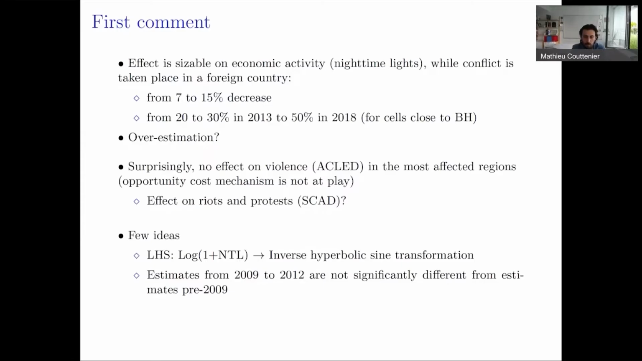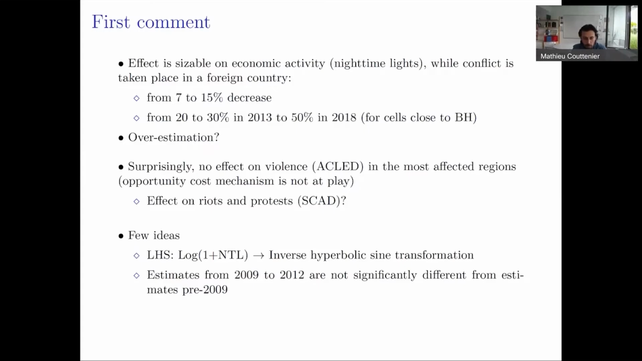Especially when you look at your effect on violence, for sure you motivate the fact that you don't find evidence on violence because the cost is mainly driven by urban areas. But still, I'm wondering whether, if there is no opportunity cost mechanism at play, it could be a signal that there is probably an overestimation. We would have some interest in having some results on riots or protests in urban areas, whether you can identify something. So, just two ideas on why it could be a kind of overestimation.